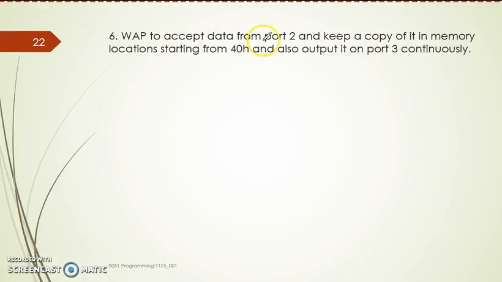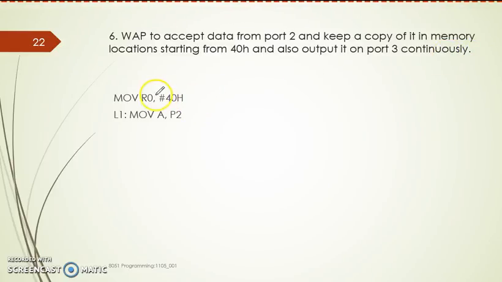Write a program to accept data from port 2 and keep a copy of it in memory location starting from 40H and also output it on port 3 continuously. So I have to get data from port 2. Then I have to store it in 40H and also I have to send it to port 3 continuously.